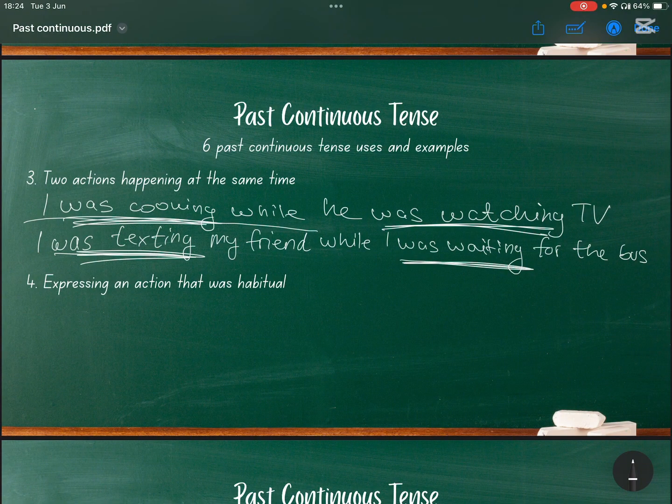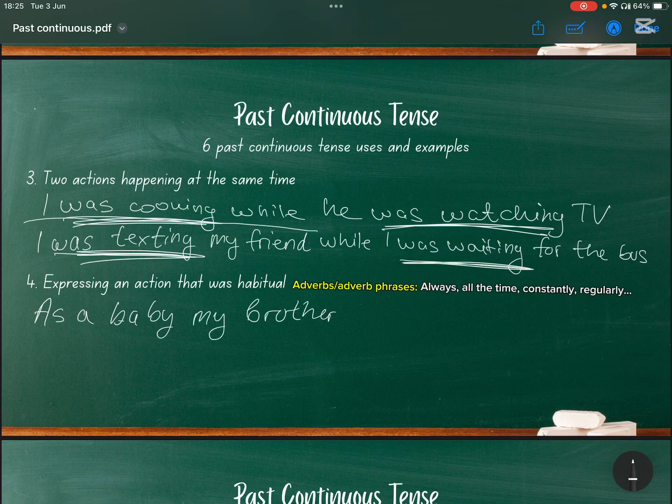This form is usually used with adverbs and adverb phrases, specifically ones that suggest that the action was done a lot. For example, all the time, always, constantly, rarely, sometimes, occasionally, and so on. Let's write down some examples. As a baby, my brother was always making a mess. She was trying to impress her crush all the time.